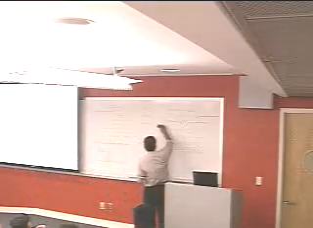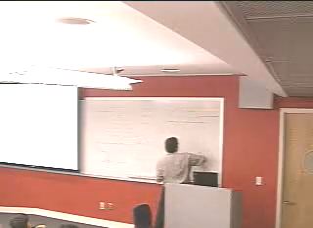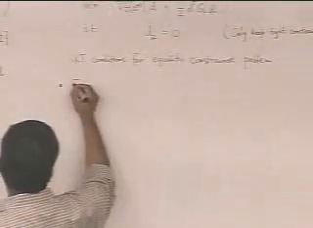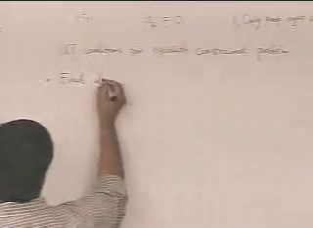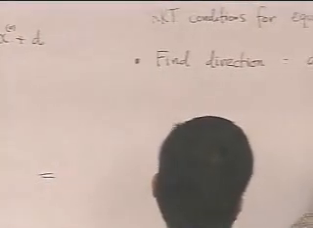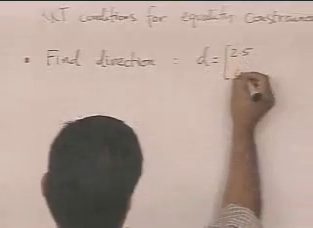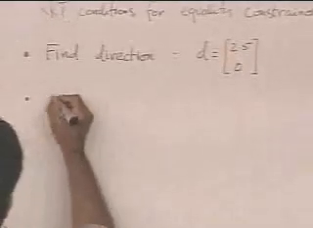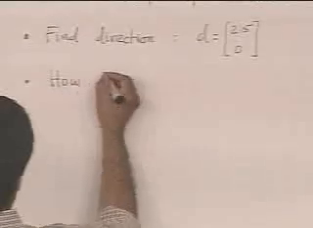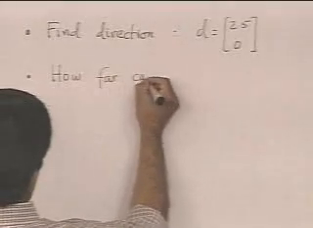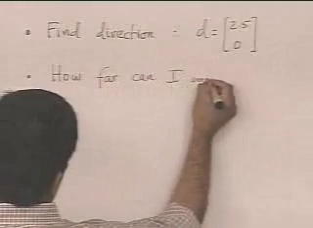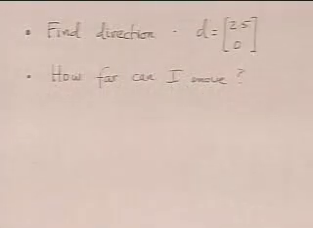Okay, so once I've found the direction, the first step in the story is to find a direction, which we just did. And the direction we found was d is equal to 2.5 and 0. The second step is, how far can I move? So here, I have to consider the dropped constraints.